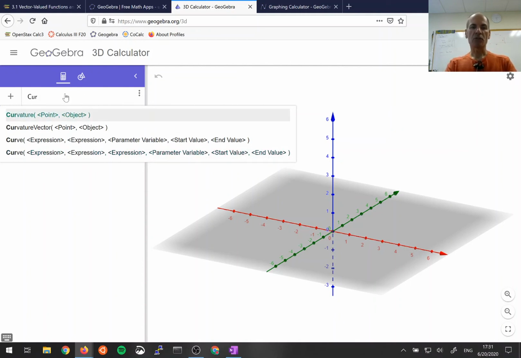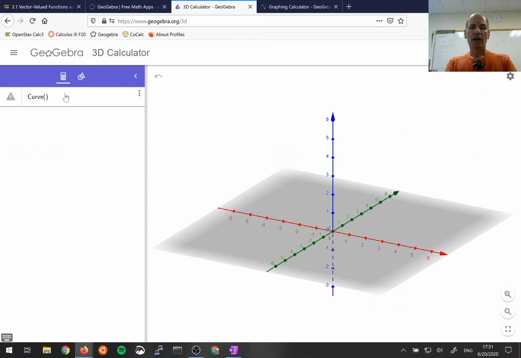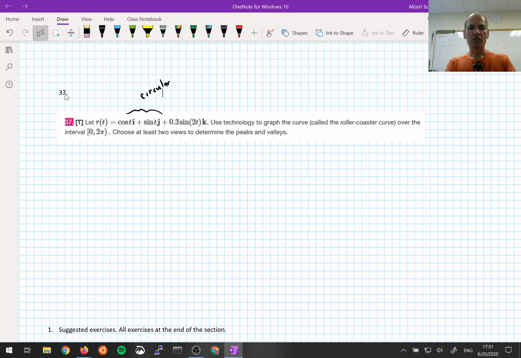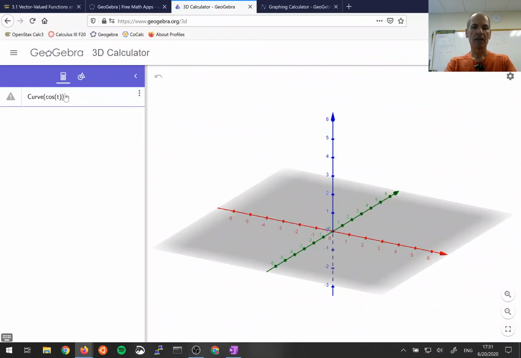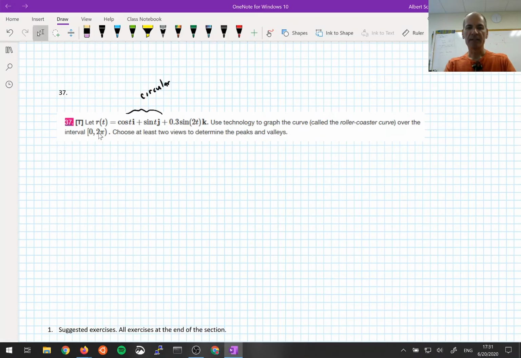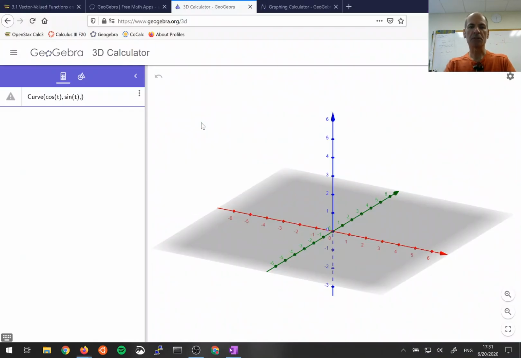So I'm going to enter three parameters. The x-coordinate, of course, is cosine of t. The y-coordinate is sine of t. And the k-coordinate, let's go look at it, is 0.3 sine 2t. So 0.3 sine 2t, like that.